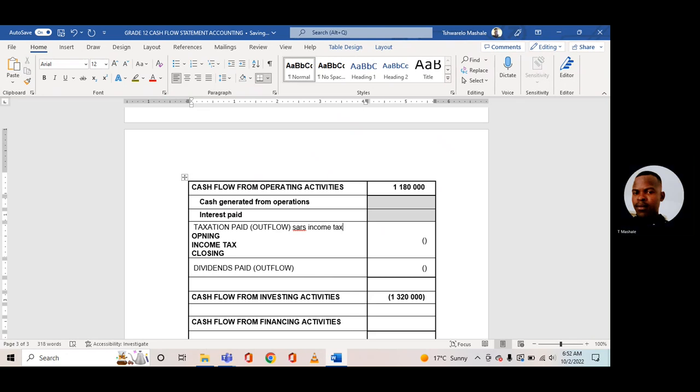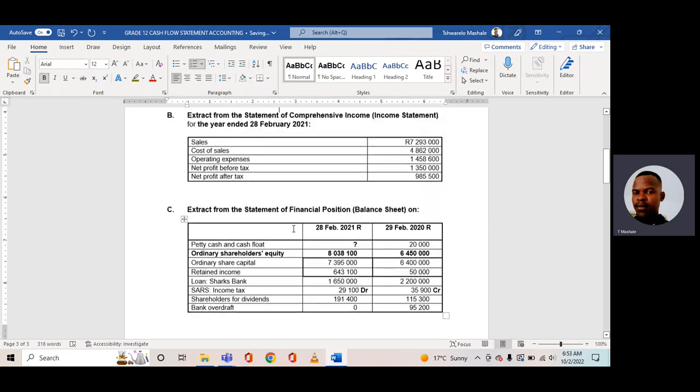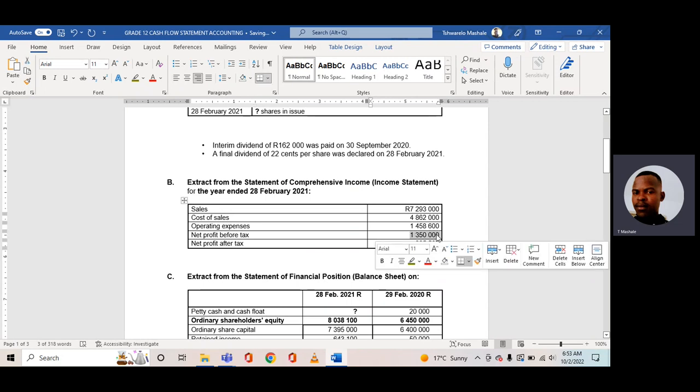Now let's quickly show you how to calculate these things. Come to your information here. They give you your statement of comprehensive income, and that's where you're going to get your income tax. When you prepare a statement of comprehensive income, you have sales and cost of sales, you subtract the two, and you get your gross profit. Then you add your other incomes and subtract your other operating expenses, and you arrive at your profit before tax. This figure, the profit before tax, is what we use to calculate what?